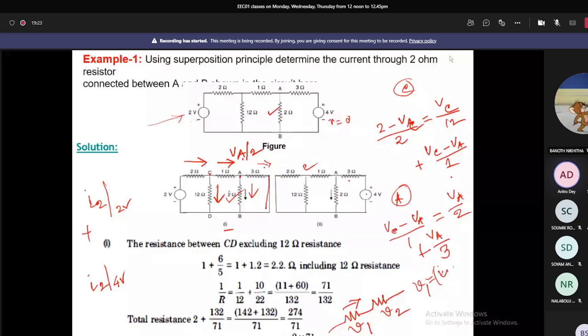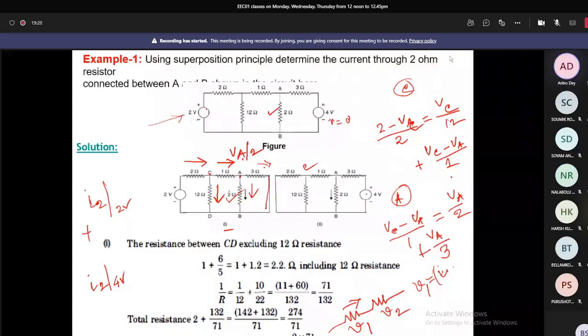If you cannot solve it, just remind me in the next class, I'll solve it for you. Or maybe later I can solve one and share it with you. This is another example where you have two different sources. One is a voltage source, another is a current source, mixed up, and we have to determine the branch current.